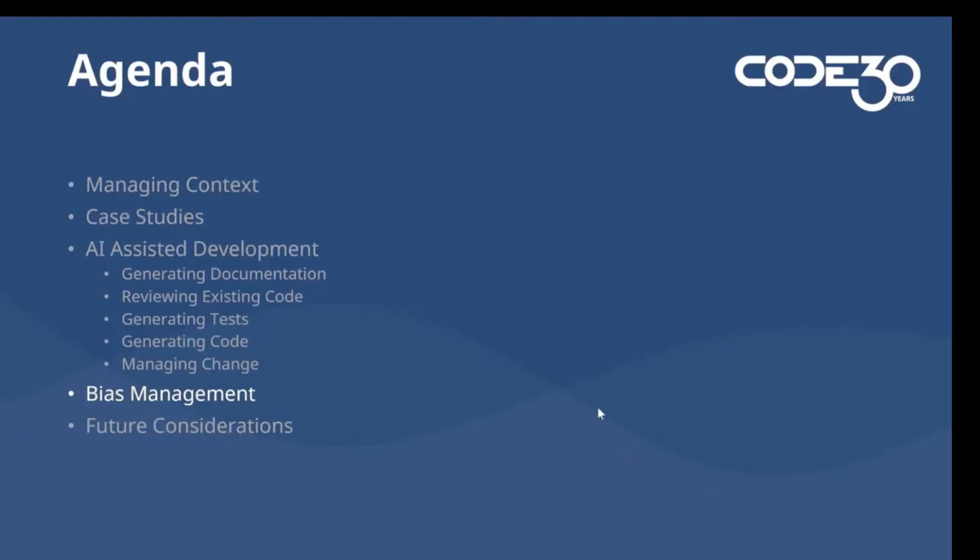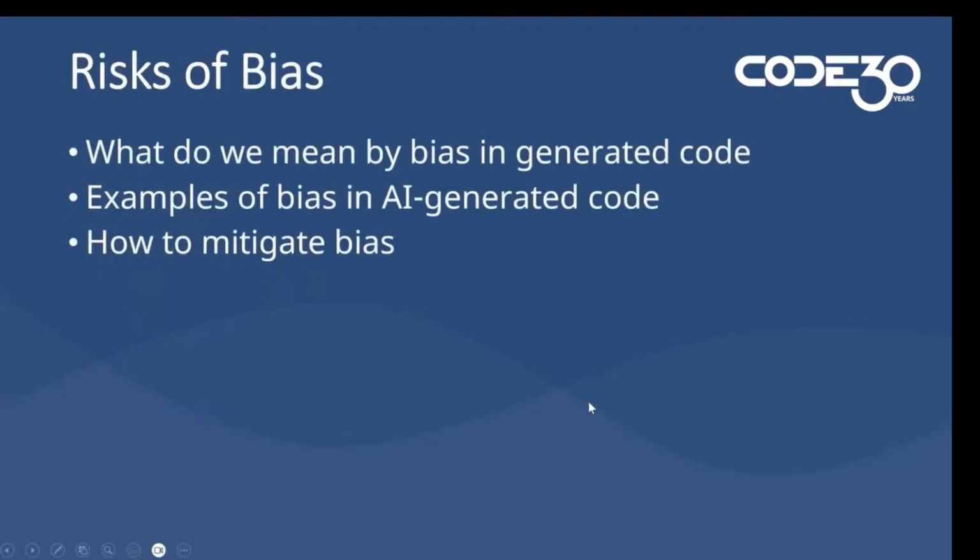So let's talk a little bit about bias. First, what do we mean by bias in generated code? When we think about bias in AI, it comes from sources like face recognition having some bias, and almost all of that is based on the training data going into the model not being diverse enough for it to produce a realistic output. The same thing is true for generated code. It only understands the code that it's been trained on.